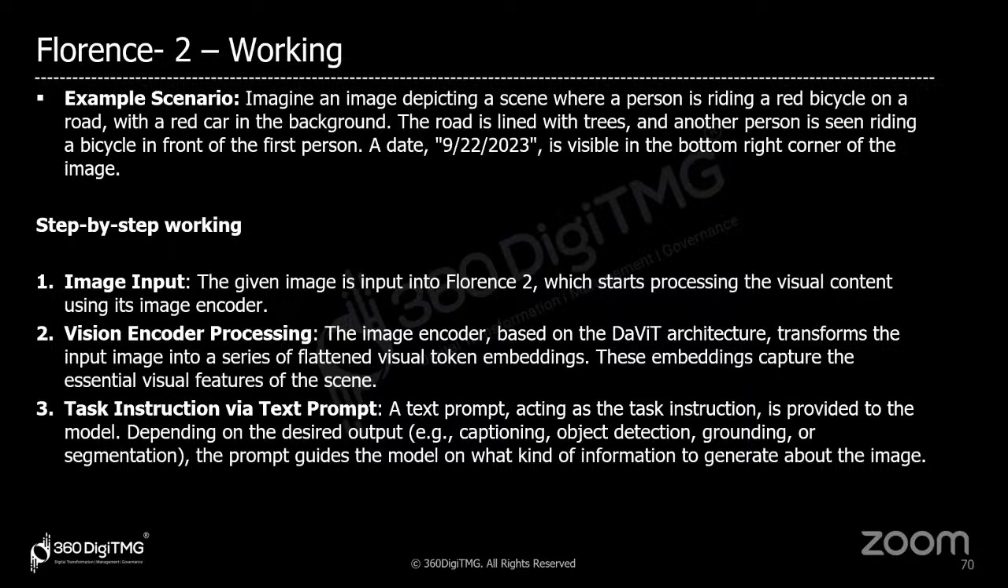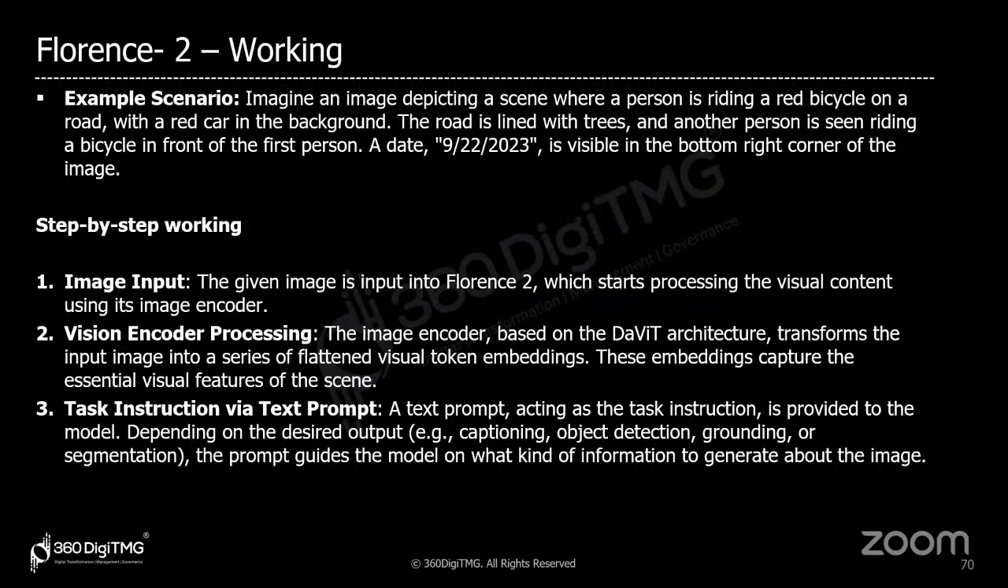So, for example, there is an example scenario. Imagine an image depicting a scene where a person is riding a red bicycle on the road with a red car in the background. The road is lined with trees and another person is seen riding a bicycle in front of the first person. There is one date also: 22nd September 2023 is visible in the bottom right corner of the image. Now, this is our text, and what we want is to generate the image format from this text.